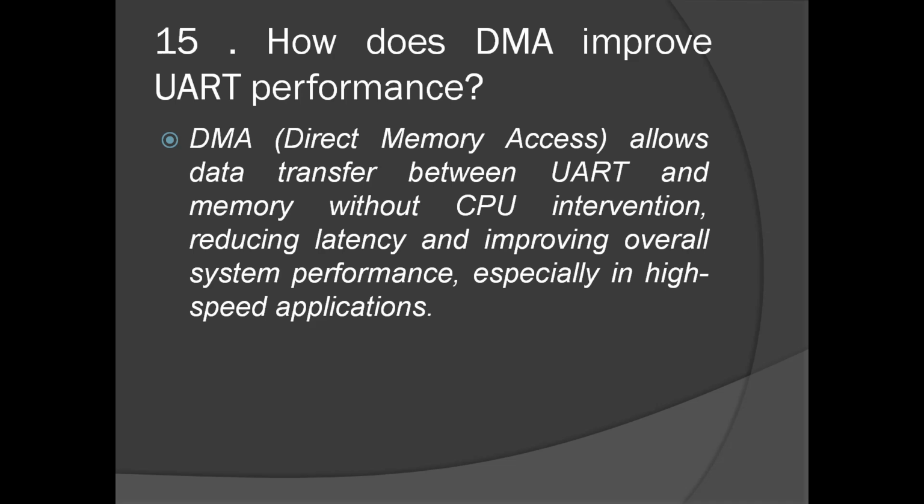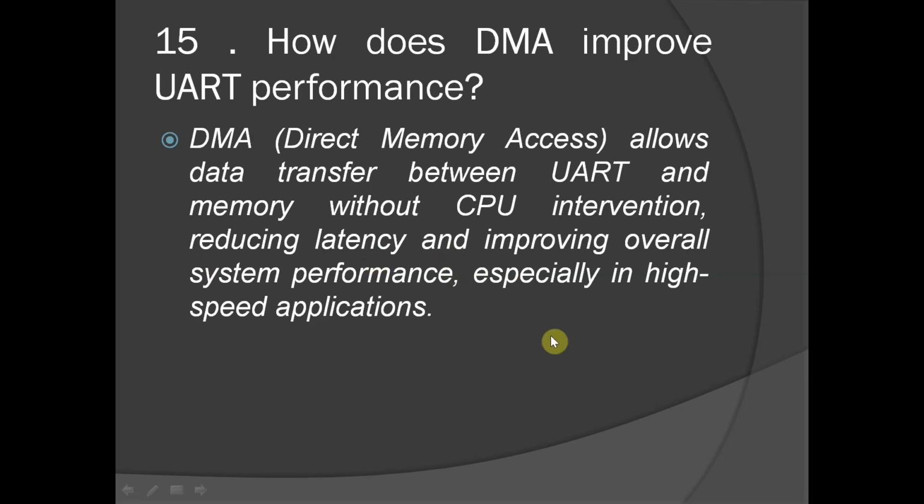time taken. Okay. So with the help of DMA, the peripheral can communicate directly with the memory, without involvement of the processor. This DMA allows data transfer between the UART and the memory without intervention of the CPU. When you are using UART without DMA, you will be communicating from UART to the processor and from the processor to memory. In the case of DMA, your UART will directly communicate with the memory without intervention of the CPU at all. So this will reduce the latency and improve overall system performance.